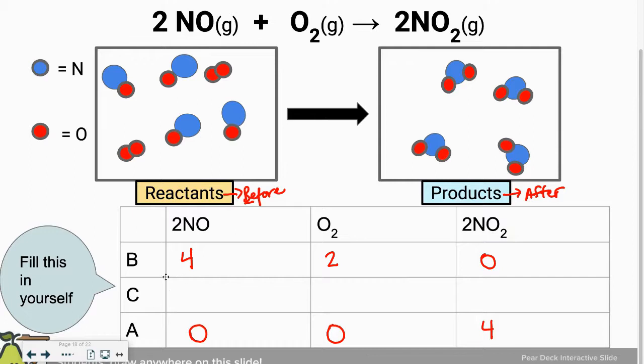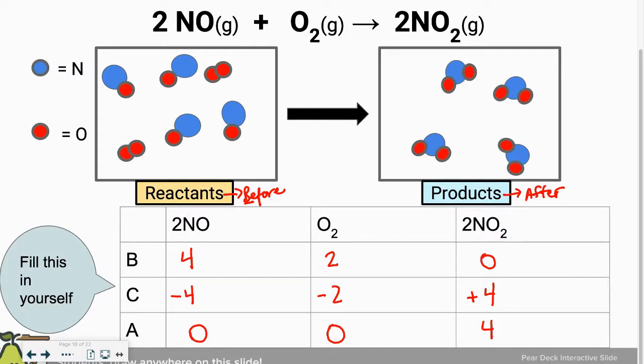All right, let's figure out my change line. How do I go from 4 to 0? Well, I must have gotten rid of all 4 NO molecules. How do I go from 2 to 0? I must have subtracted away all of the O2 molecules. How do I get to NO2? I needed to produce 4 NO2 molecules. And we've finished filling out the BCA table.